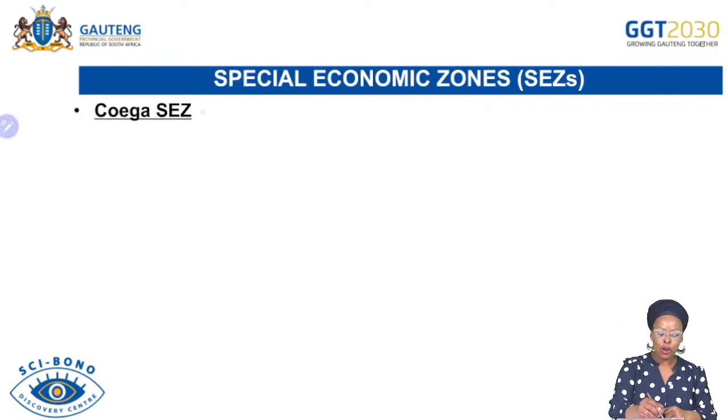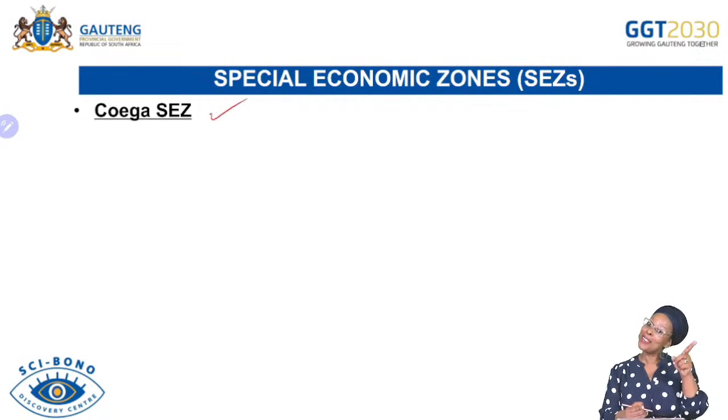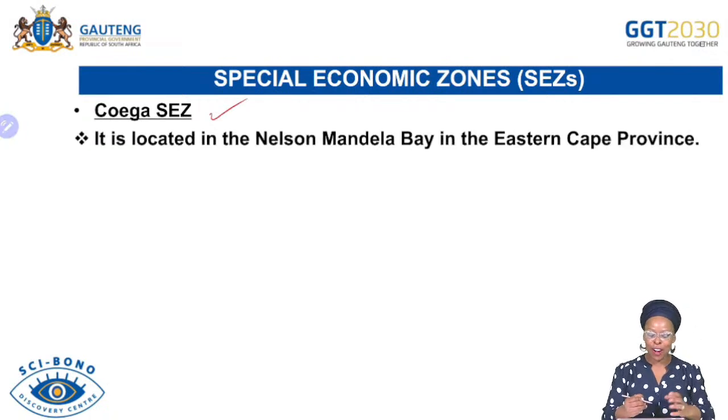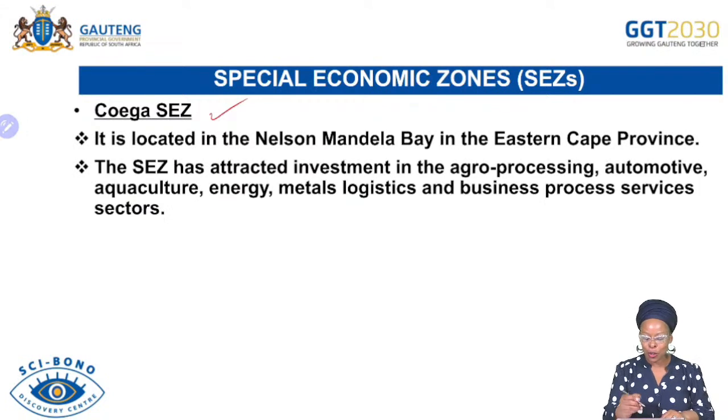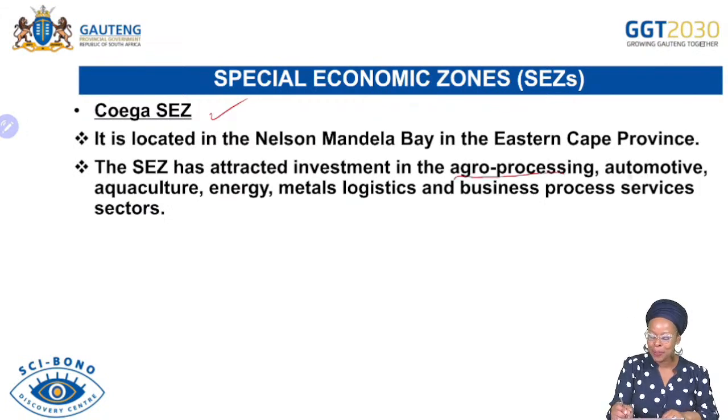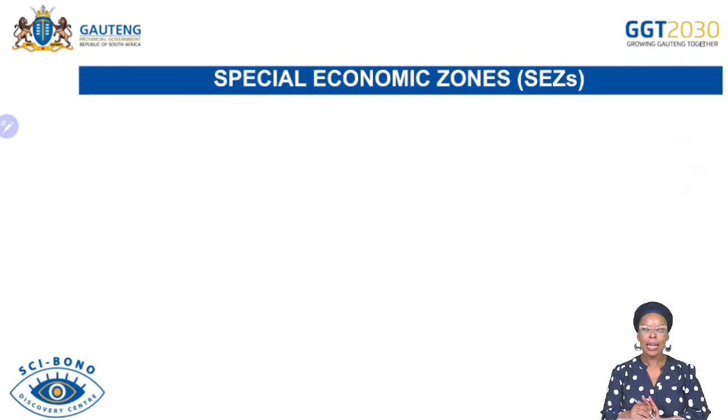We also have Coega SEZ. It was an IDZ, and it is found where? In the Nelson Mandela Bay, in the Eastern Cape. It focuses on what? Agro-processing, automotive, aquaculture, energy, metals, logistics and business process service sectors.